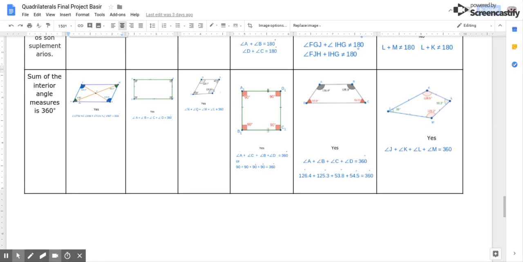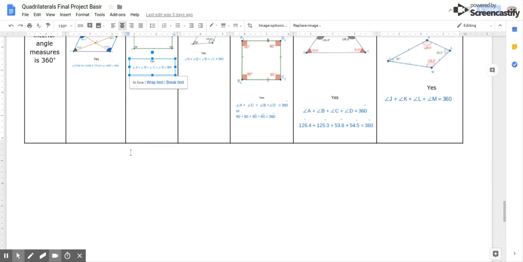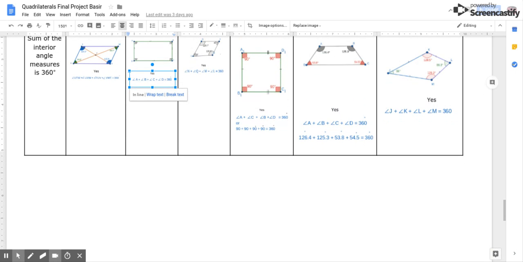Sum of the interior angles. The sum of the interior angle measure is 360 degrees. If we add 90 plus 90 plus 90 plus 90, we have four angles of 90, so we get 360 degrees. So the interior angle measure is 360.